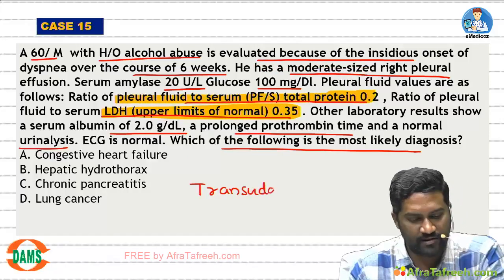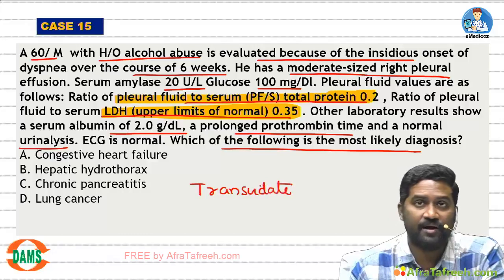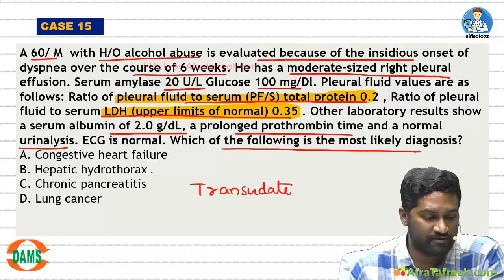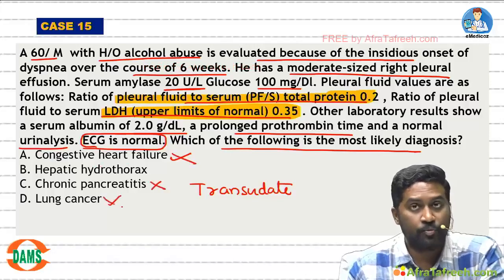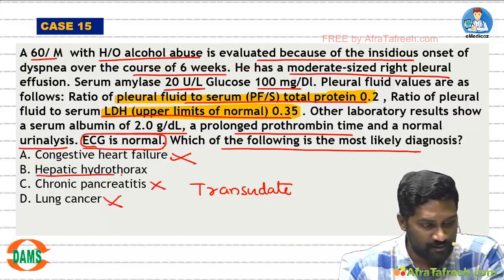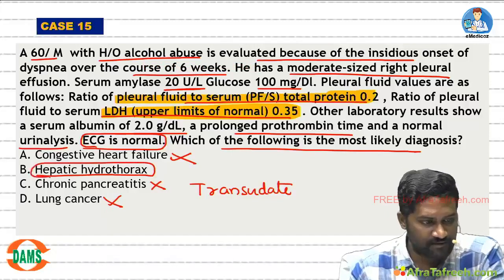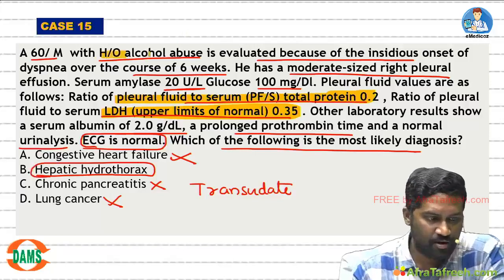Whenever there is a transudative effusion, think about heart cause, liver cause, kidney cause. Can it be a heart cause? ECG normal and history is also not suggestive of a cardiac disease. Can it be pancreatitis, lung cancer? No, because they are exudative pleural effusions. Can it be hepatic hydrothorax? Yes, because patient is having alcohol abuse.